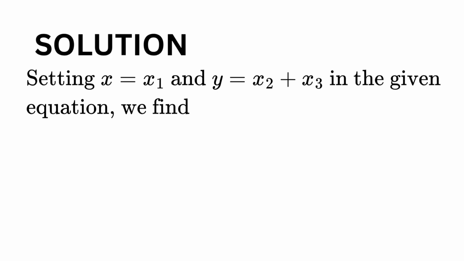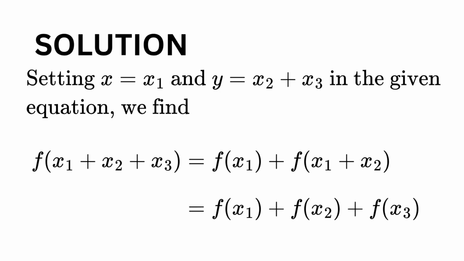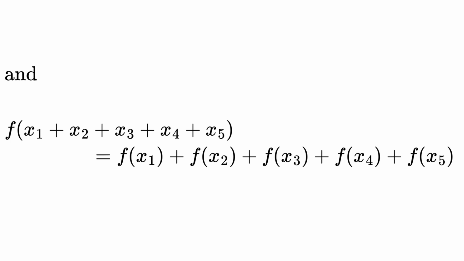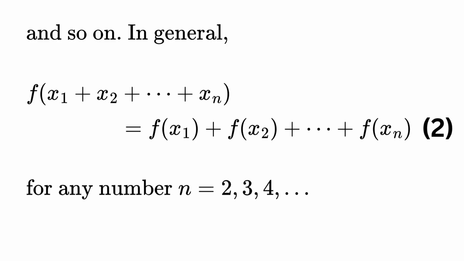First, we will rewrite the given equation to include any number of arguments. The modified equation will be used to find a result for integers and rational numbers. Hence, in the defining equation, we set x1 for x and x2 plus x3 for y. This results in a similar functional equation, but for 3 arguments. We can repeat this process to get an equation for 4 arguments, and an equation for 5 arguments, and so on for any number of arguments.